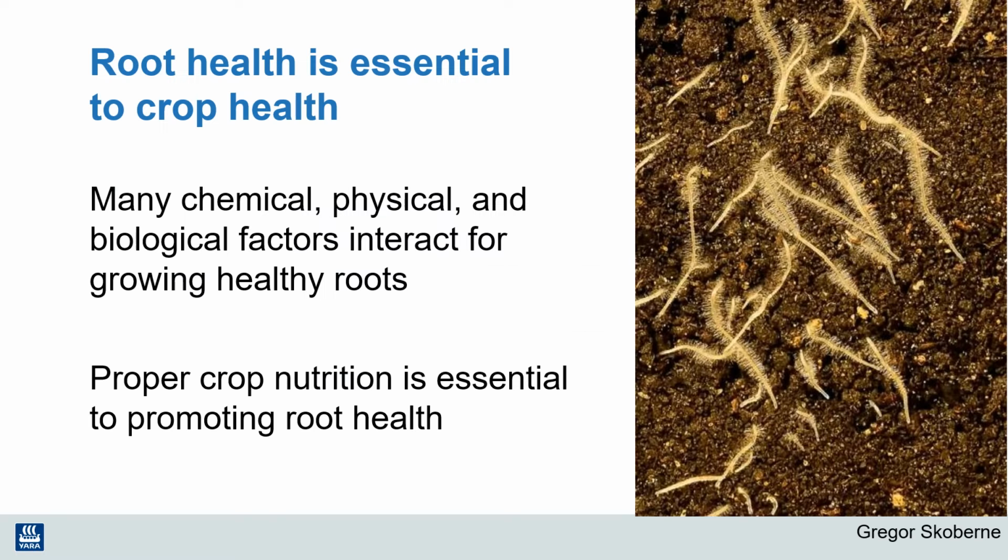So in summary, there's an inescapable link between crop health and root health. We need to remember there are so many factors that influence root health, including chemical, physical, and biological properties of the soil. It's not always possible to remove all of the factors that hold back root health, but we certainly can eliminate the reduction in root health that results from poor crop nutrition.